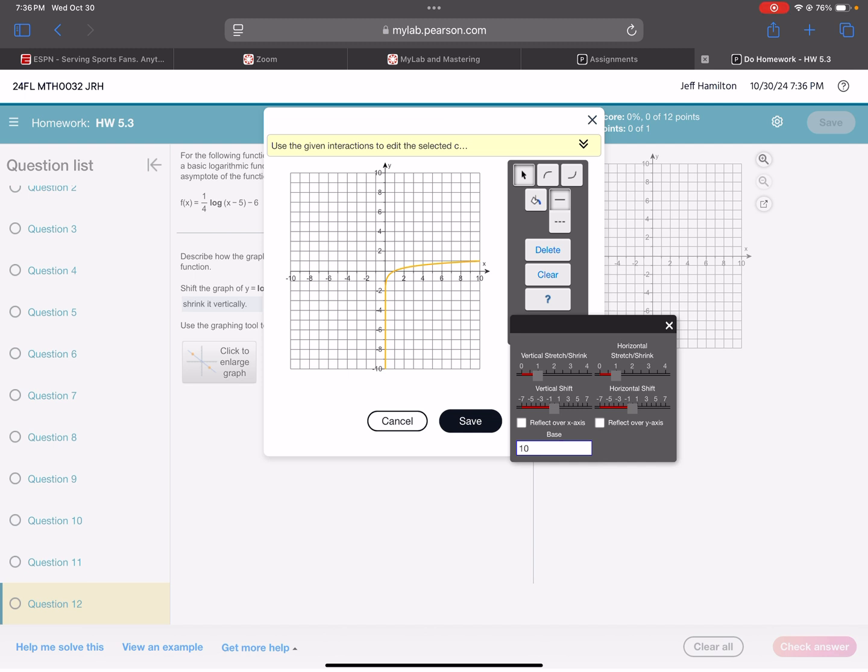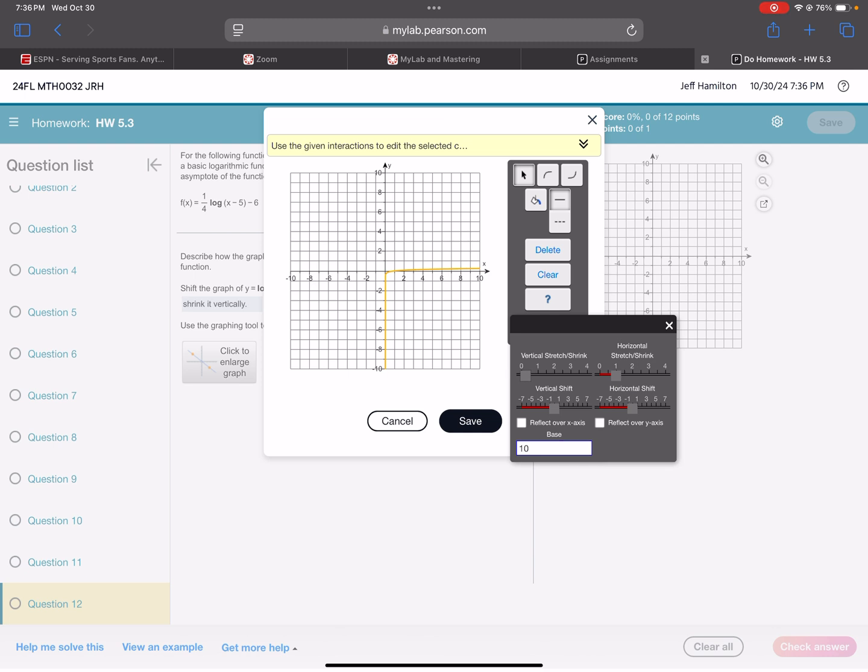So I'm going to start with the vertical shrink or stretch. We said shrink, so this has to go down to 0.25. That's a quarter. Horizontal stretch or shrink should stay at 1 because that's the number right in front of the x in the bracket there, and there's no number there. So there's no horizontal stretch or shrink.